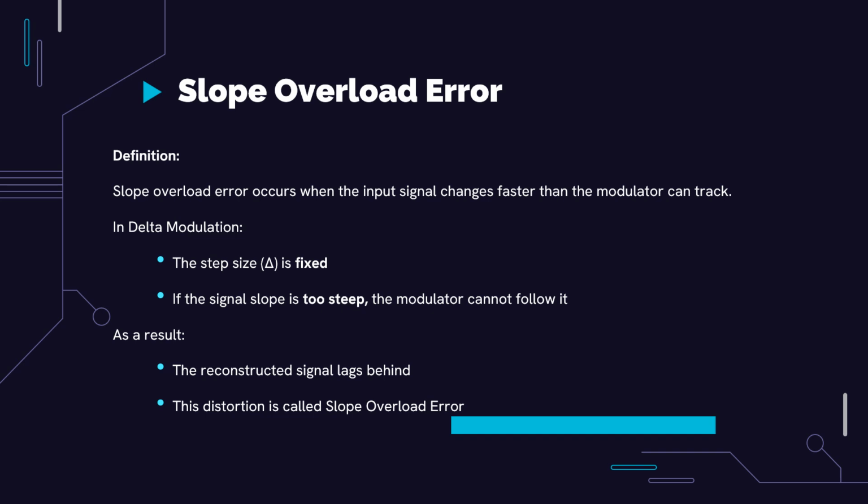Now let us understand slope overload error. Slope overload error occurs when the input signal changes faster than the modulator can track. In delta modulation, the step size is fixed, so if the signal slope is too steep, the modulator cannot follow it. As a result, the reconstructed signal lags behind. This distortion is called slope overload error.